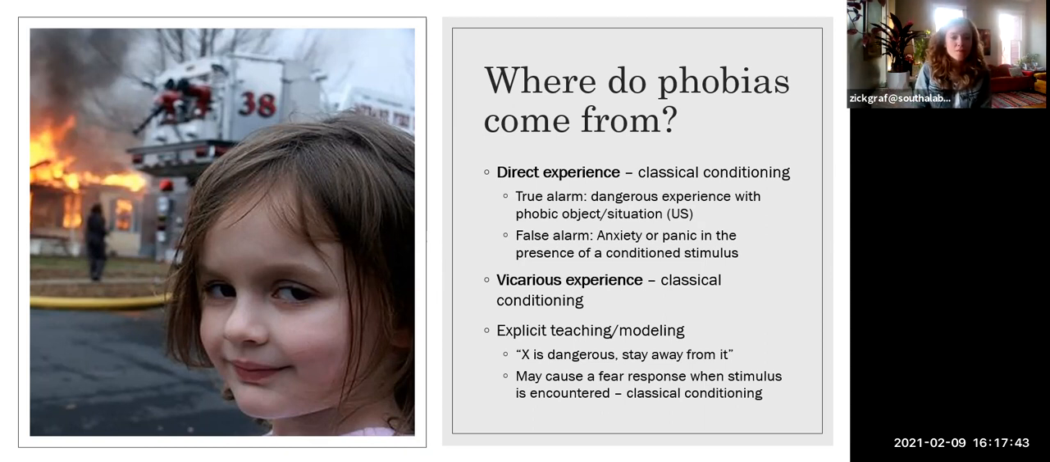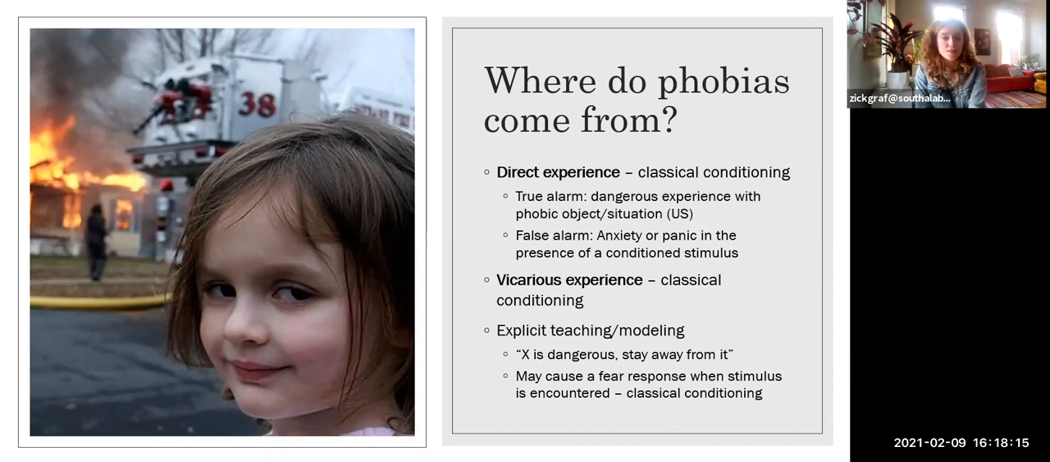Not everyone with phobia can pinpoint a specific experience that they had. Sometimes that's just a memory deficit or they were pretty young when they had the experience, but other times it wasn't just one experience. Sometimes phobias can develop through repeated pairings of an object or situation and negative emotions, negative experiences, and you can't say exactly which pairing it was that caused the phobia. They kind of all came together to cause it. And sometimes people can develop phobias of something without ever having encountered it, either themselves or vicariously.